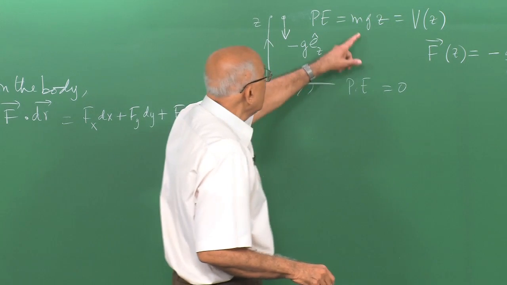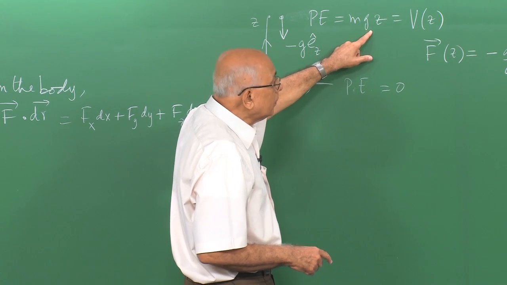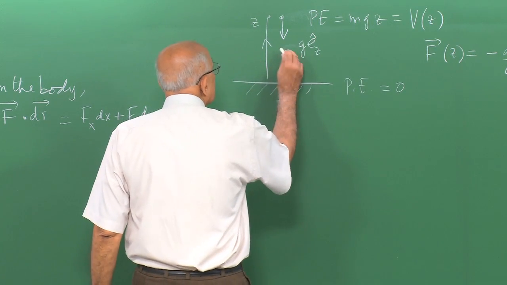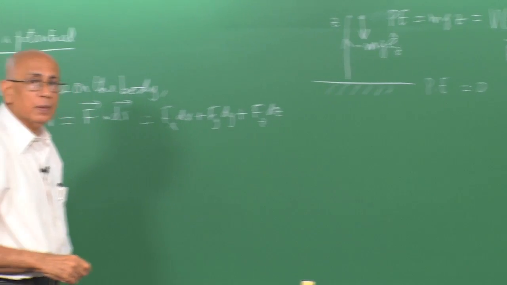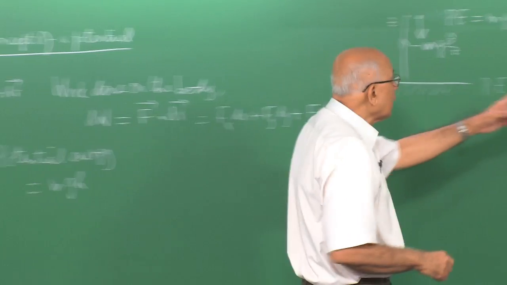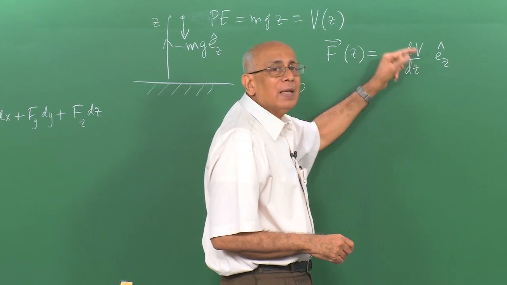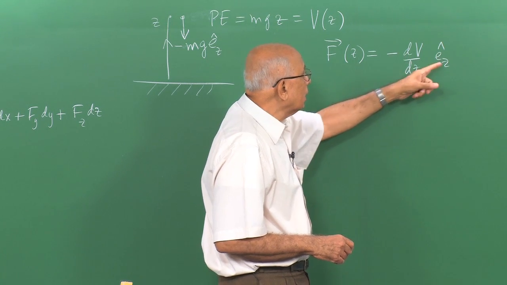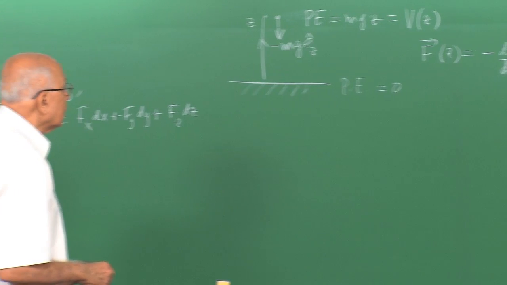So V itself is mgz, so dV over dz is mg, and you put a minus Ez and you have a force which is minus mg Ez in this fashion. So there is this fundamental relation which says the force is the minus the derivative of the potential, or potential energy in this case, with an appropriate unit vector to give the direction.